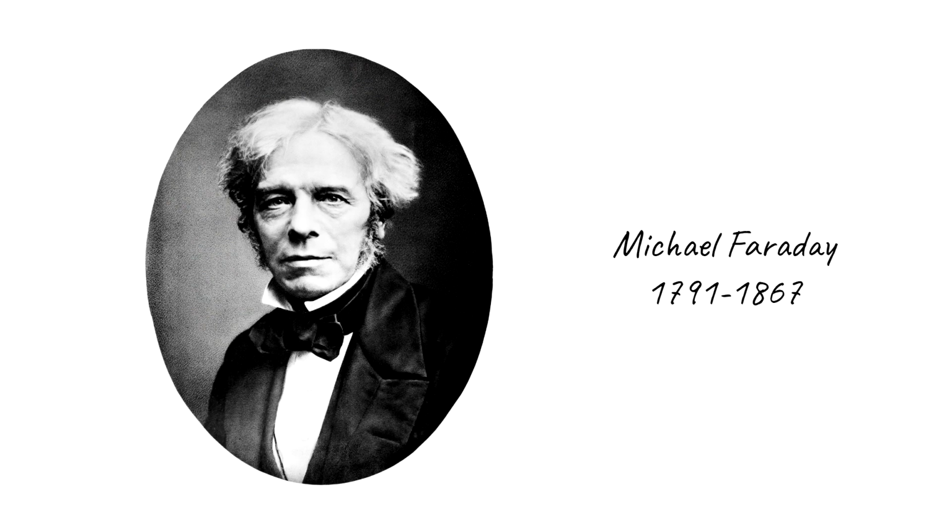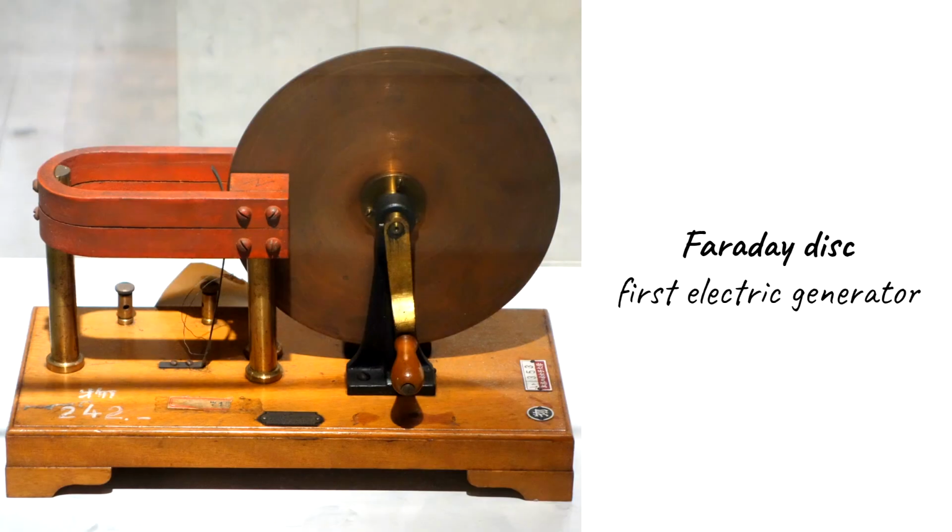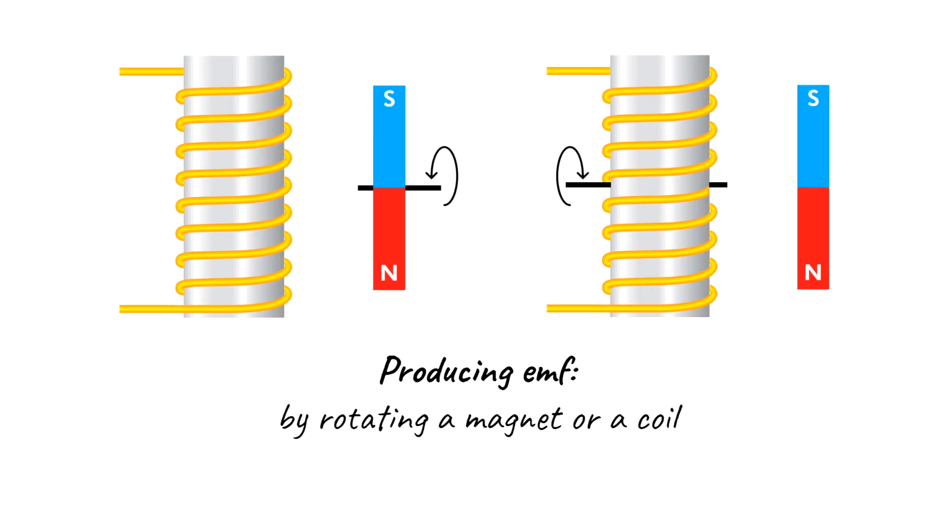The first human to construct an electric generator was the British scientist Michael Faraday. This picture illustrates the first electric generator, known as the Faraday disc, invented by Faraday in 1831. Now let's talk about the physical law behind the working principle of the electric generator. It is Faraday's law of induction.